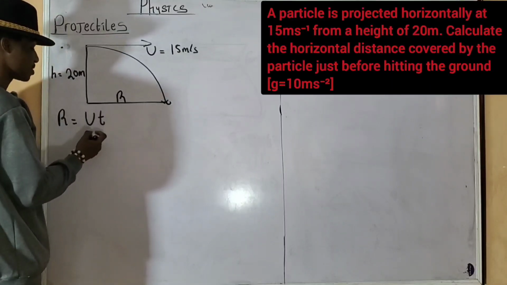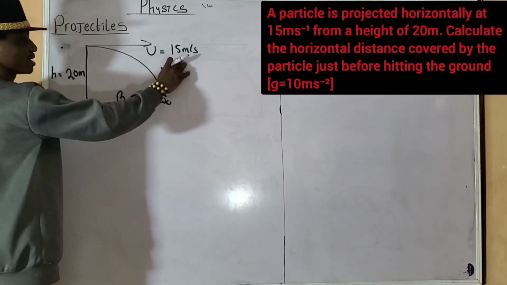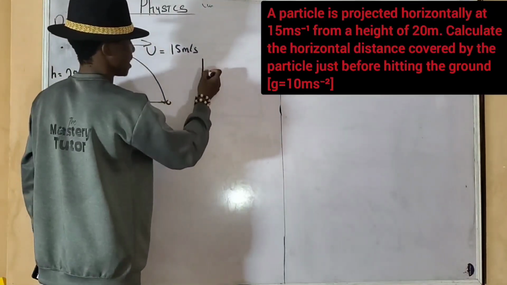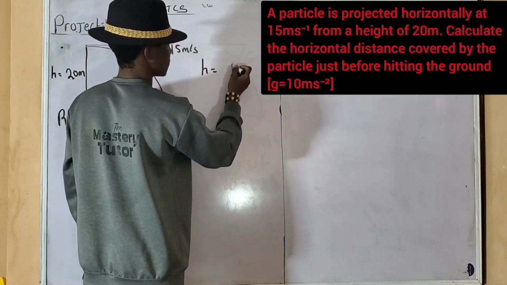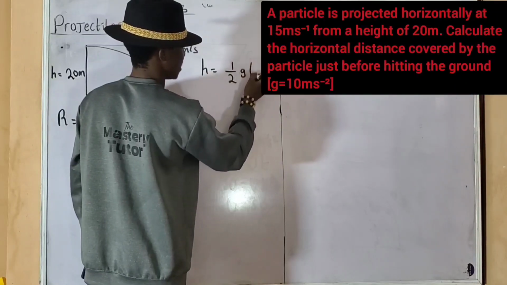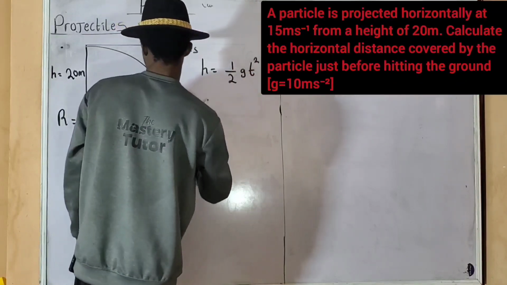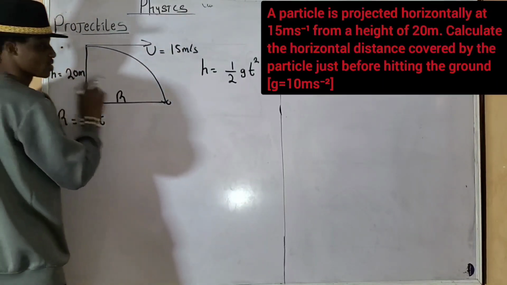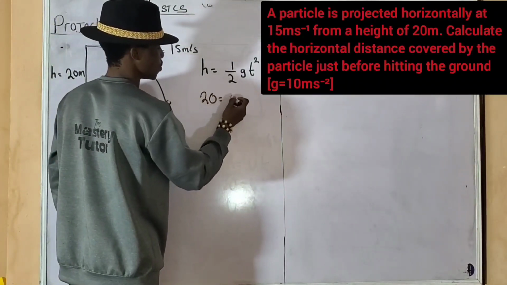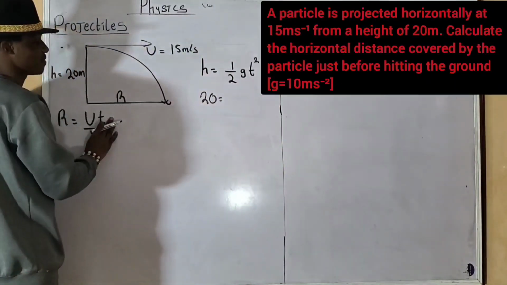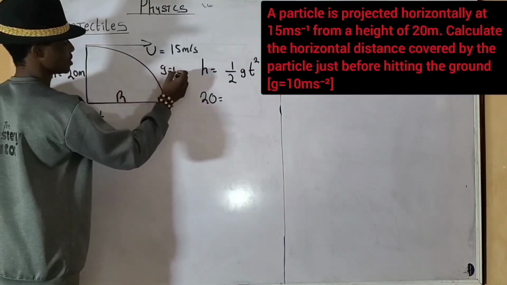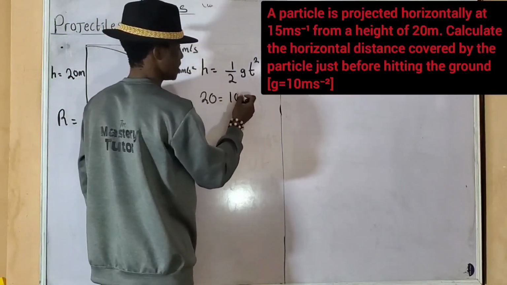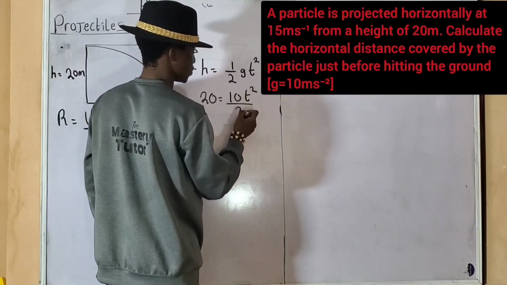Now, the initial velocity is 15, as we've been given. How can we get the time? Do not forget that h is equal to 1/2 multiplied by acceleration due to gravity multiplied by the square of time. And the height, which is h, is what? 20 meters. So I'm going to have 20 equals, now the acceleration due to gravity has been given as g, which is 10 meters per second squared. So I'm going to have 20 equals 10 multiplied by t squared all over 2.